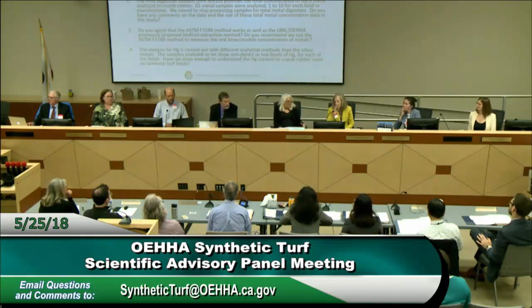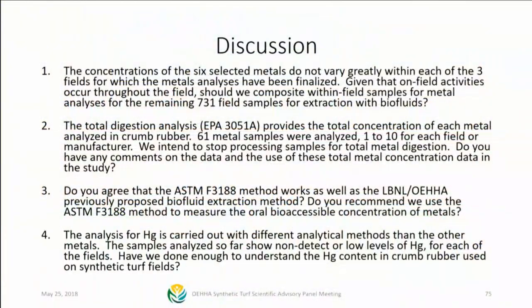So what does the panel feel about question 4? Have we done enough to understand the mercury content in crumb rubber used on synthetic turf fields? Can I ask a question? I'm not familiar with that literature. People tend to do metals when they do pilot studies or whatever study. Have many of them done mercury before? Do we have much literature data for mercury on fields, and is it considered a problem?